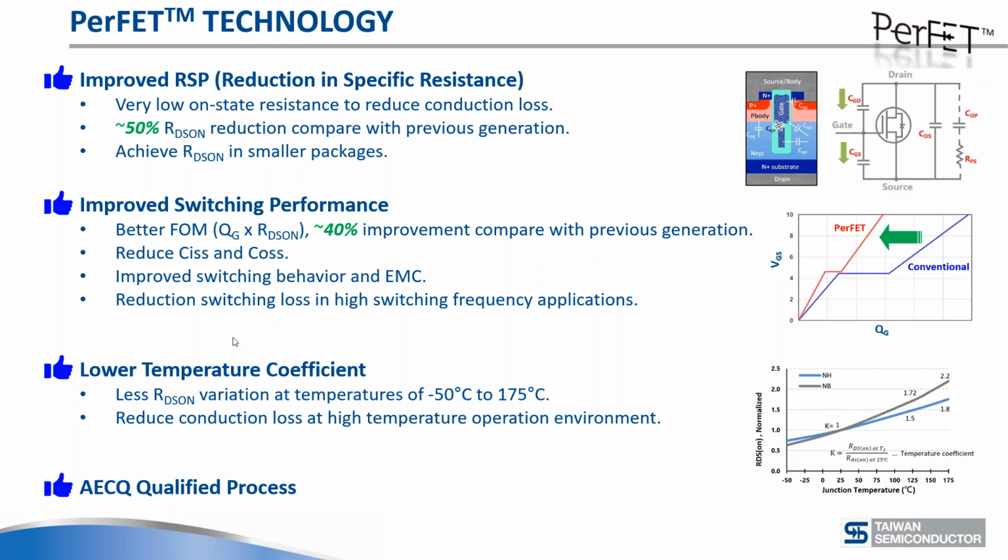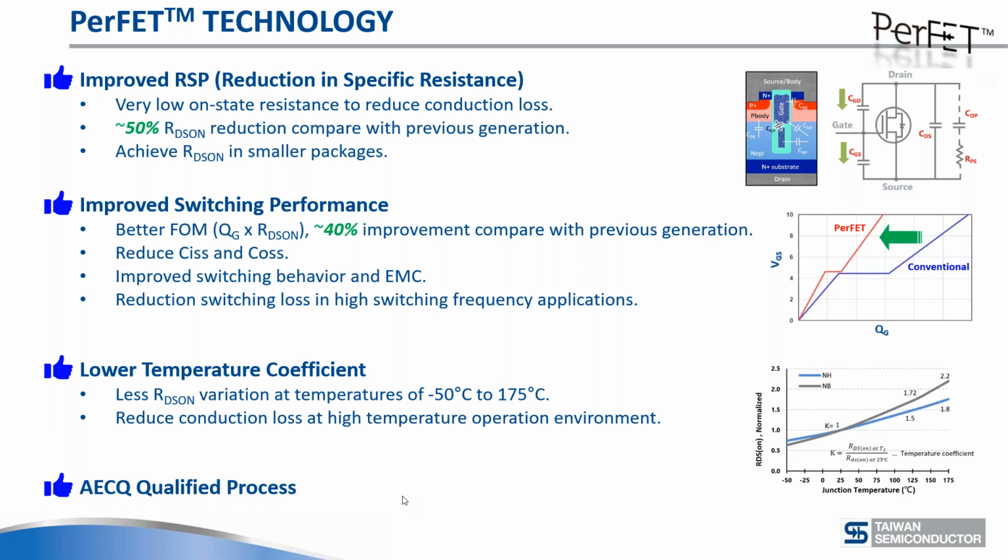We have a lower temperature coefficient. The RDSON of a MOSFET unfortunately has a positive temperature coefficient. That's the same for everybody, and especially in automotive applications, when the ambient temperature goes up to 100, the TJ becomes very high, so you'll see that the temperature coefficient is much lower here. NH is what we call the new generation, NB is the old generation trench, NH is the new generation split gate technology. You can see the temperature coefficient being significantly lower, which is a big advantage at higher temperature. And of course, the process is AEC-Q qualified, or can be AEC-Q qualified.